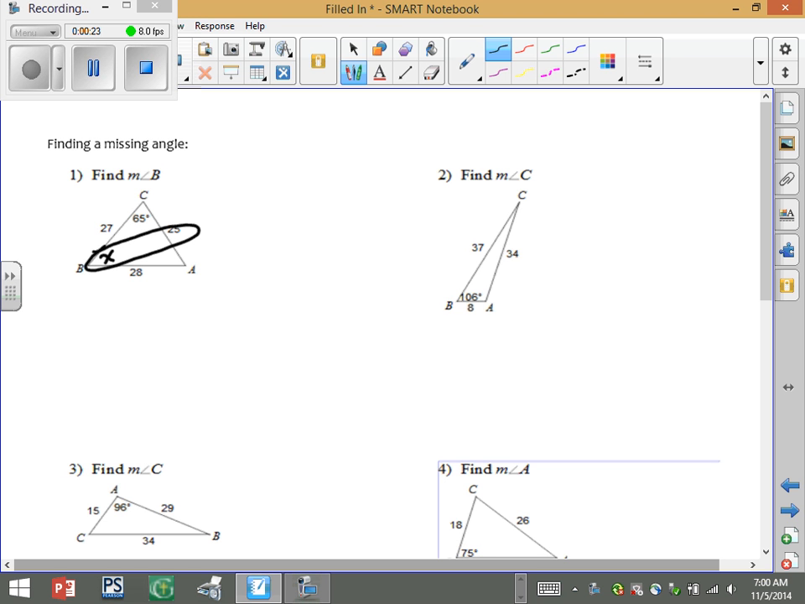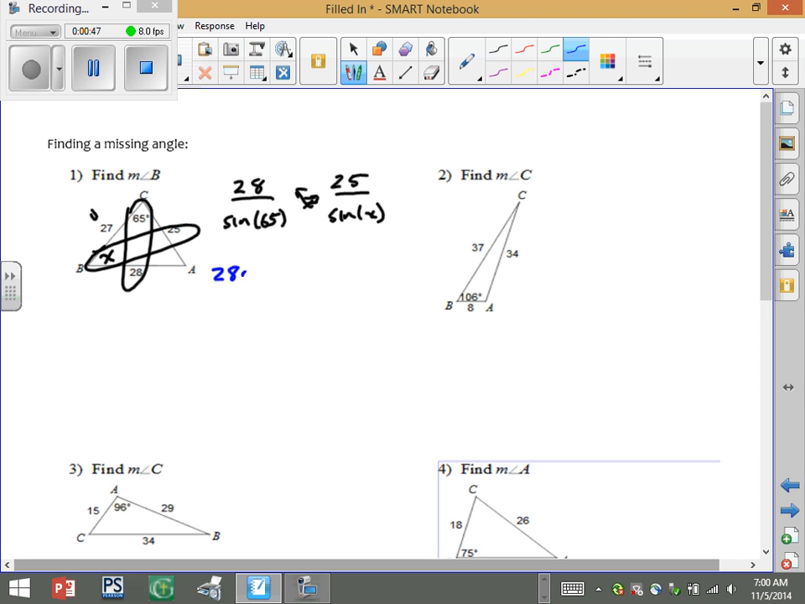Again, we've got the side 27. It doesn't help us, so we'll use 65 and 28. For our law of sines, we want the side on top over the sine of the angle, and that's equal to the side, which is 25, over the sine of x. Now once we cross multiply, we get 28 times sine of x equals 25 times the sine of 65 in your calculator.